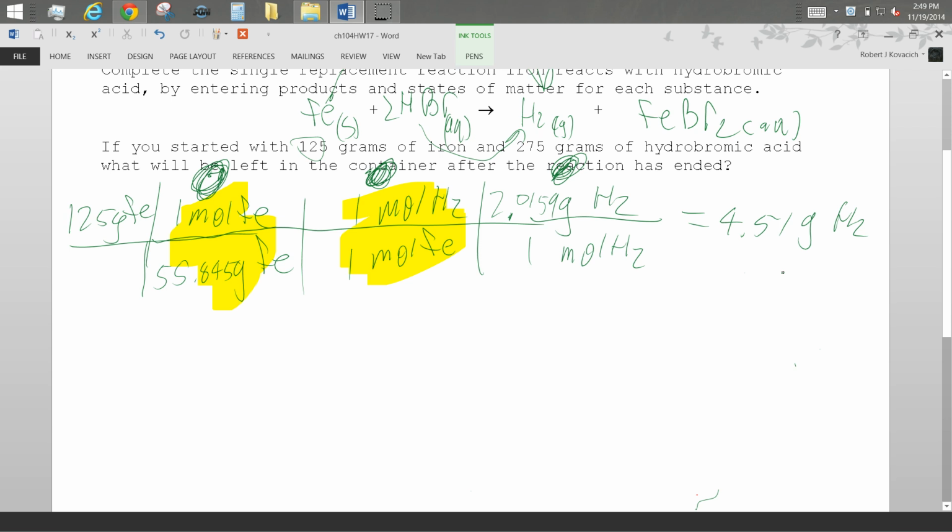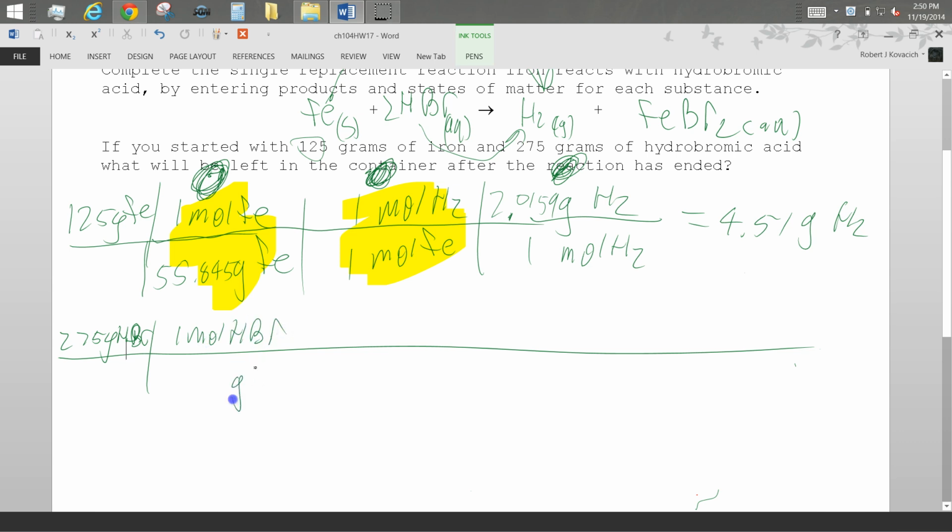So I'll start off with 275 grams of HBr and 1 mole of HBr and then grams of HBr. So what's the gram number down here? It's like 80 something or other. 80.91195. That sounds great.